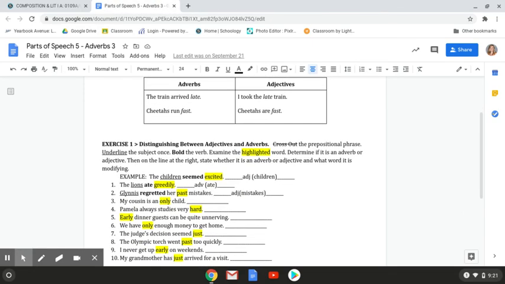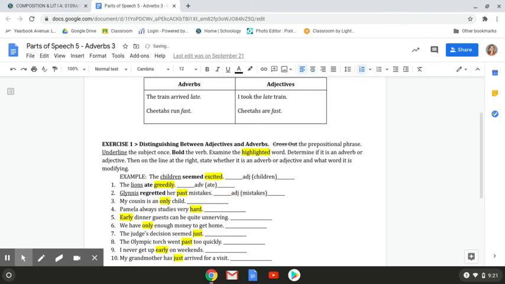All right, so in exercise 1, cross out your prepositional phrase. And we're going to underline the subject, bold the verb, and then we are going to look at the word that is highlighted. We have to decide what word it's modifying. Then determine if it's an adjective or an adverb. And we're going to write that on the line as well as in parentheses what word it is actually modifying.